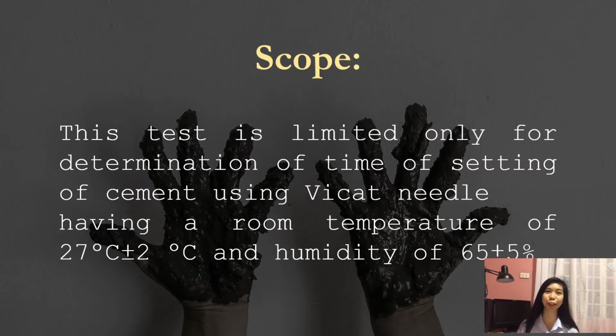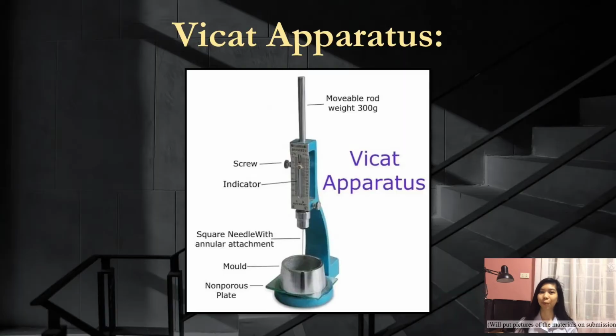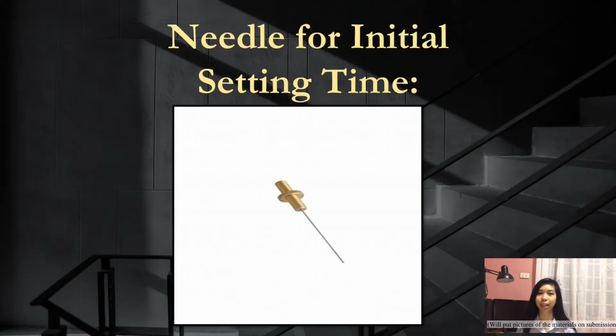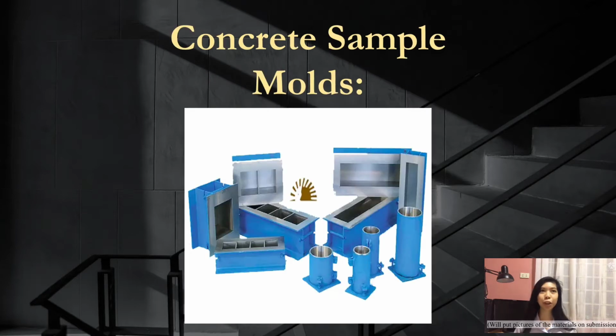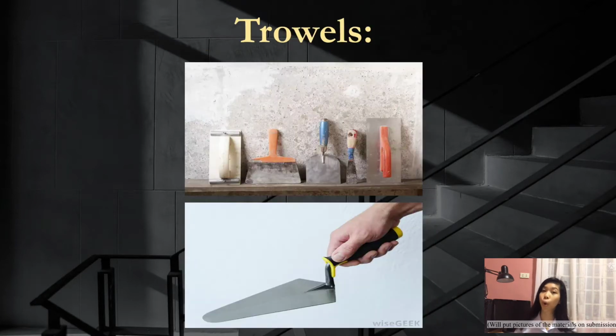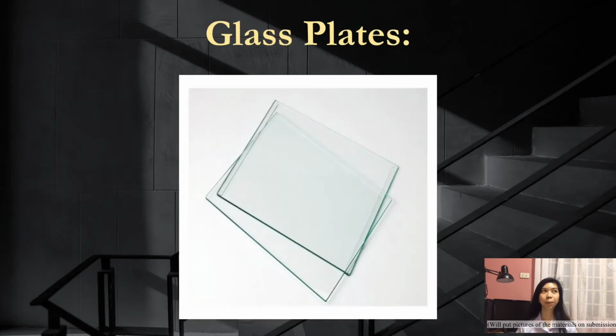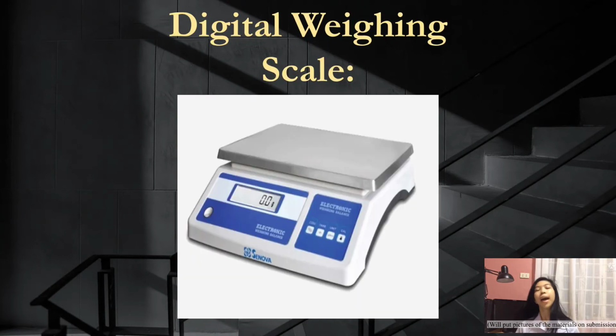To do this procedure, what exactly do we need? Well, we need a VCAT apparatus, we need a needle for initial setting time, and we also need a needle for final setting time, which has an annular attachment. We also need a container mold, mixing bowl, shovel, water, glass plate, stopwatch, and a digital weighing scale that has the capacity to weigh 10 kilograms and is sensitive to up to 0.1% of the sample.